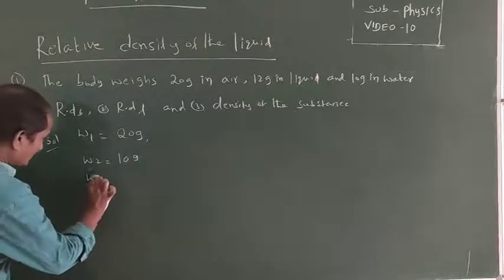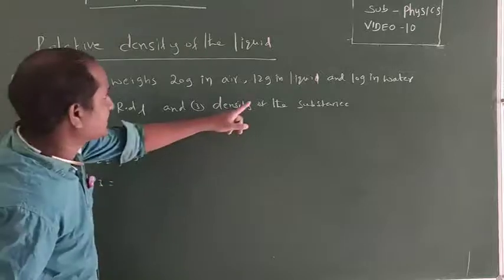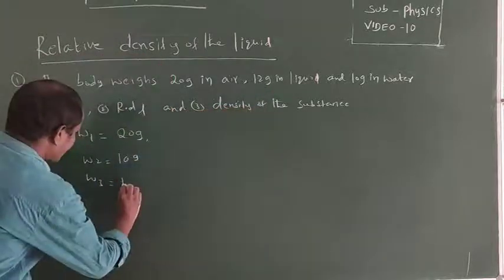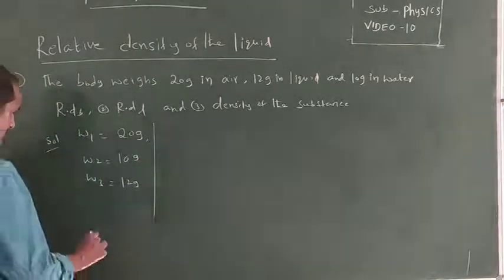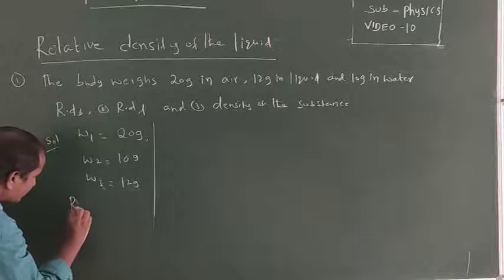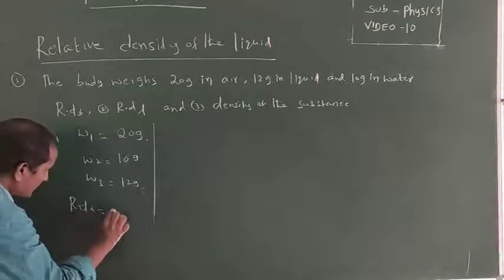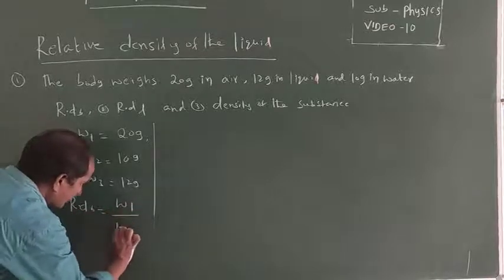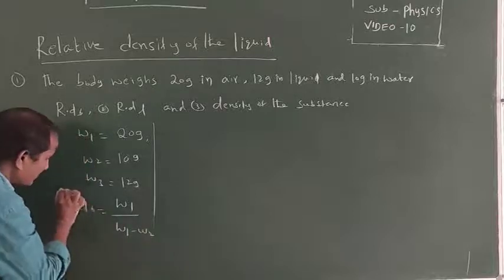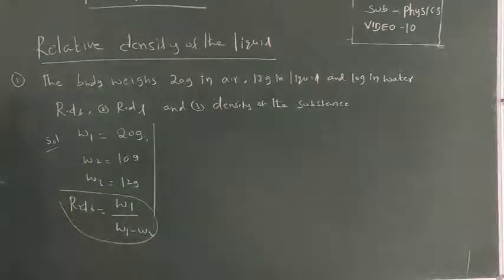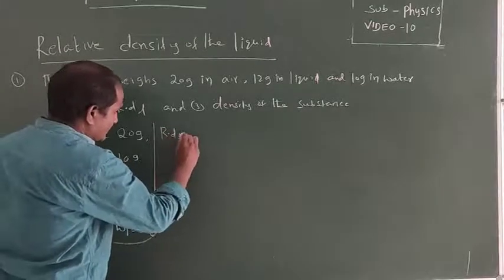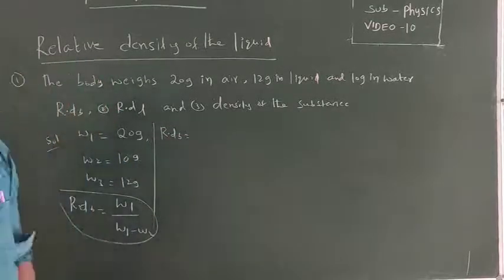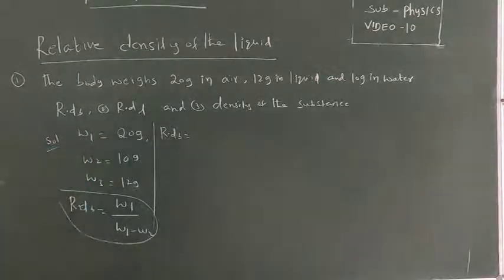So W3 is given, that is in liquid, that is 12 grams. Then find the RD of the body. RD of the body equal to W1 by W1 minus W2. It is the process of finding the RD of the body. So here RD of the body is equal to W1 by W1 minus W2.